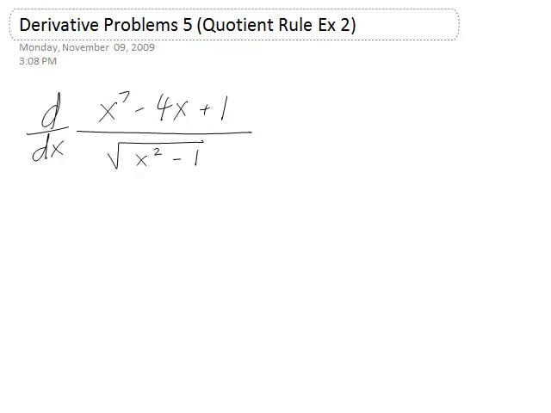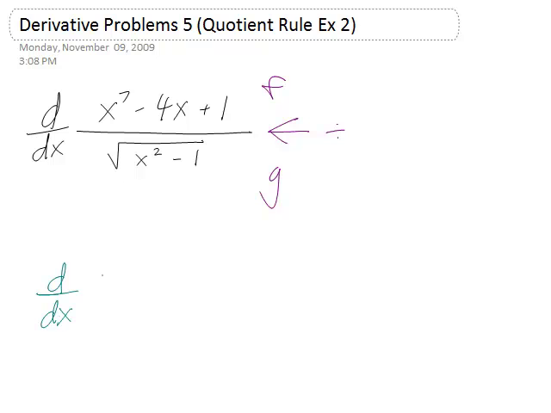Let's take the derivative of (x^7 - 4x + 1) over the square root of (x^2 - 1). Here we'll need to use the quotient rule first, since you can see that this function is split up by this fraction bar. This means division. So we use the quotient rule with f as the numerator and g as the denominator.